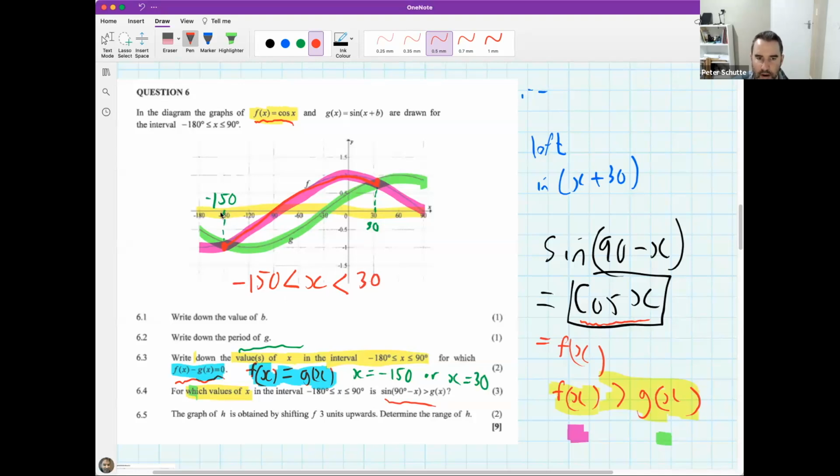So between minus 150 and 30, f is greater than g. Or another way of writing this in another notation is to say minus 150 to 30. And that would be the answer for 6.4. Give me a thumbs up if you follow the argument. Give me a thumbs down if you feel a bit confused by that argument. Okay.